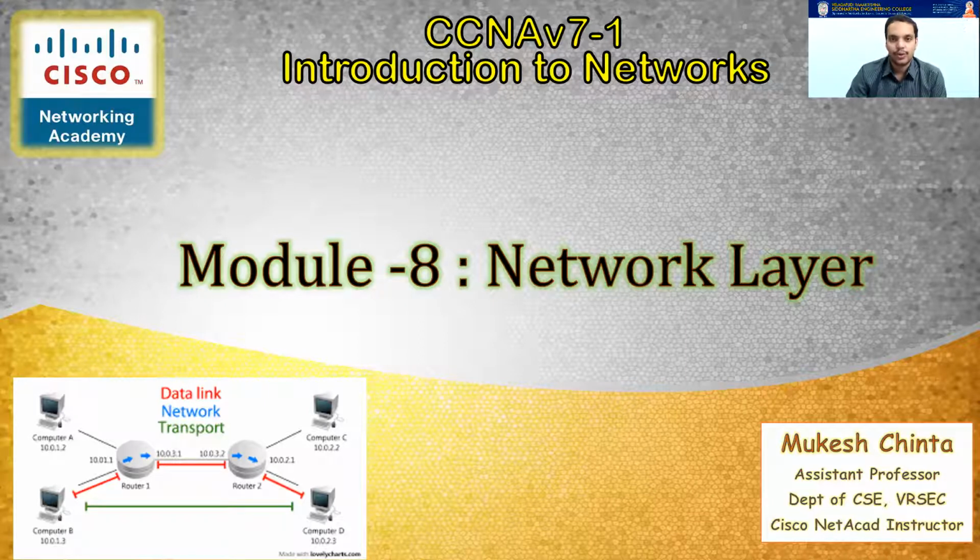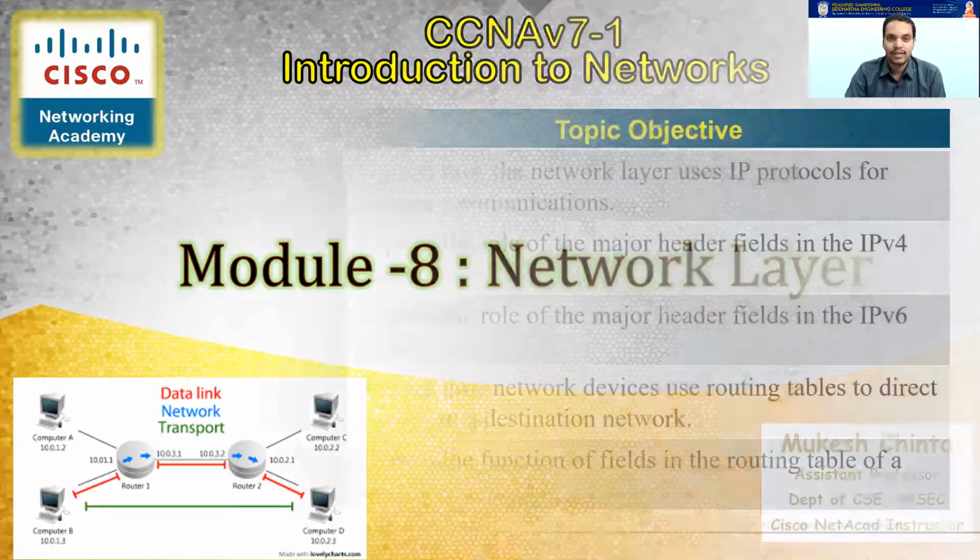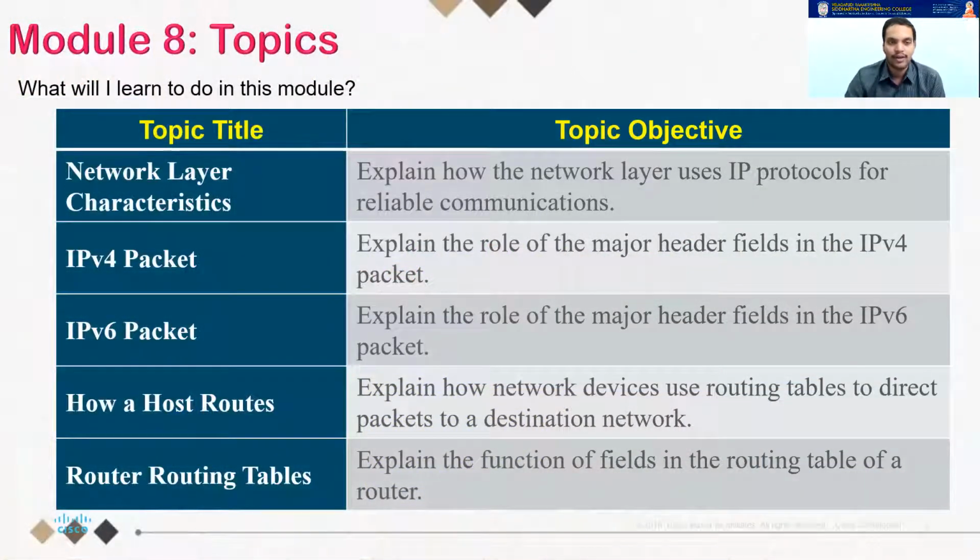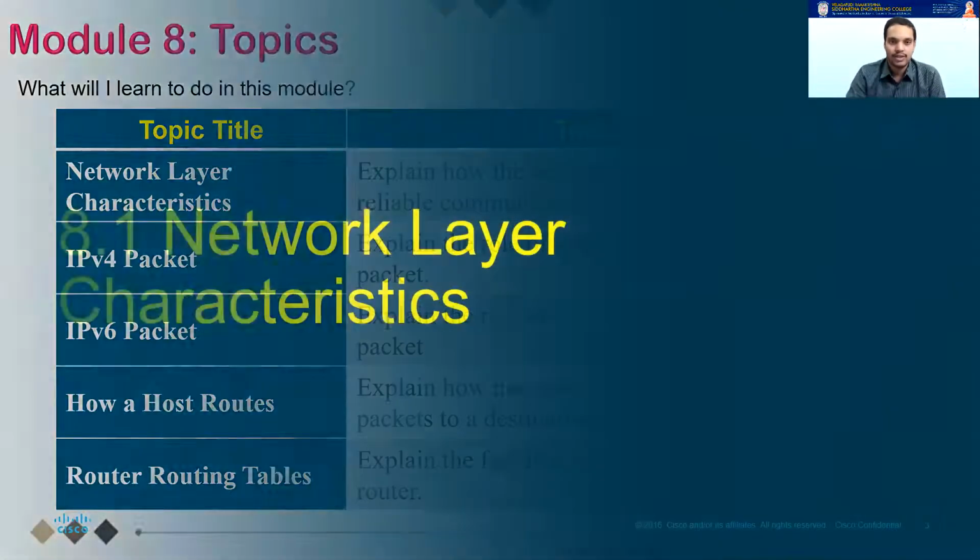So let's see what we are going to cover in this module. There are different topics here. The first thing we will be studying is the different characteristics of the network layer. We will also be studying a brief about the IPv4 packet and the IPv6 packet, and how a host routes, what are the different ways that routing is possible, and also how routing tables are exhibited, and what are the different things that a routing table consists of.